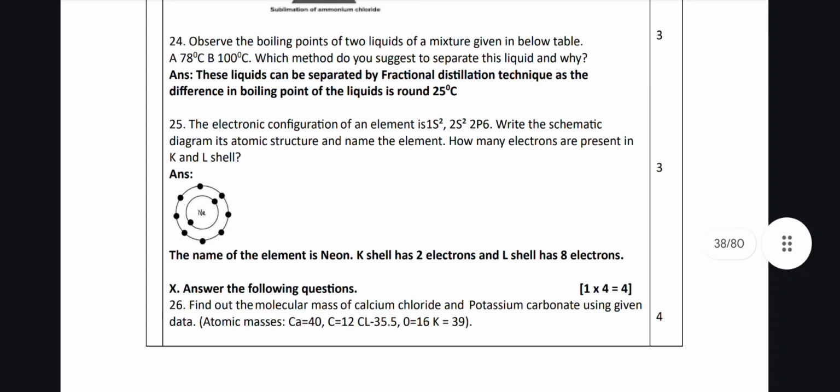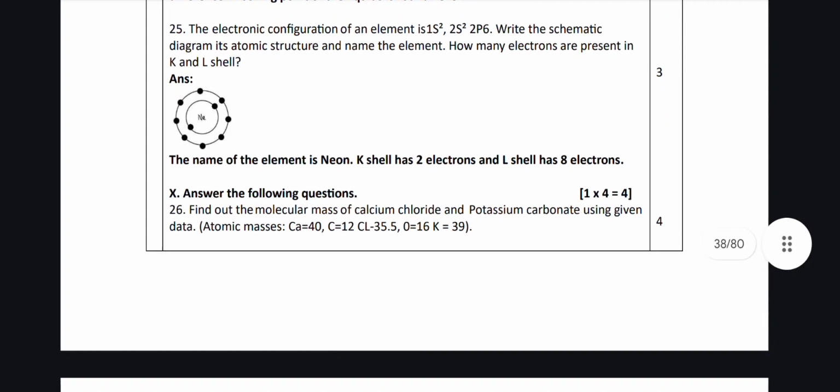Observe the boiling points of two liquids of a mixture given in the below table. A is 78 degrees C, and B is 100 degrees C. Which method do you suggest to separate this liquid, and why? These liquids can be separated by the fractional distillation technique, as the difference in the boiling points of the liquids is around 25 degrees centigrade. Because the boiling points are different, you can easily separate them by fractional distillation.